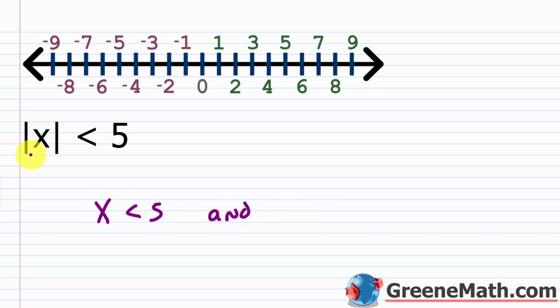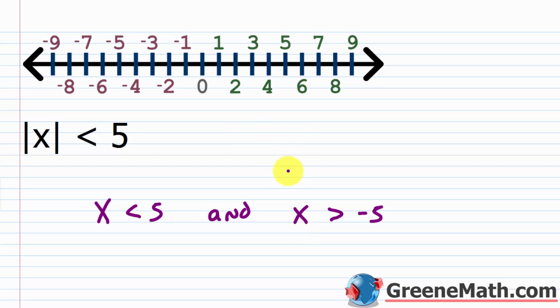Then the next one, I'm going to remove the absolute value bars. So I'm going to have x. I'm going to flip the direction of the inequality symbol, so this is greater than. I'm going to make the number negative, so this is a negative 5. So it's the exact same process, but we're using an and now, because we're going to have a between. So x will be between negative 5 and 5.